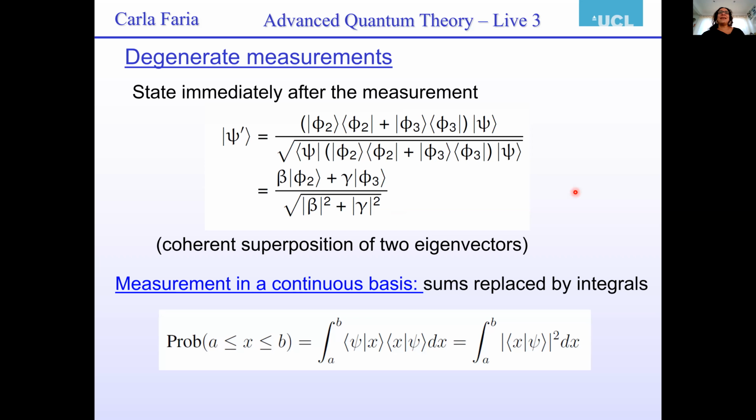Now, because we have been talking about continuum bases, you want to replace sums by integrals. So you have this probability of making a measurement of the variable x, in this case, from a to b. So you have an integral from a to b. You don't really insert the closure relation, but you have to consider from where to where you have your measurement. And you don't have a sum anymore, you have an integral. So we're going to calculate your probability density associated with values of x from a to b.